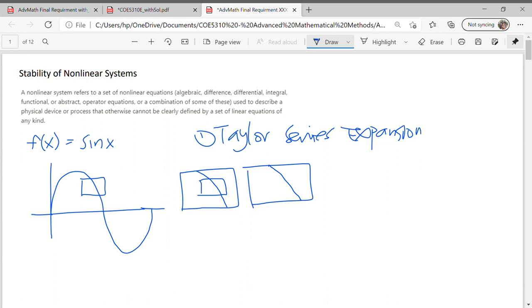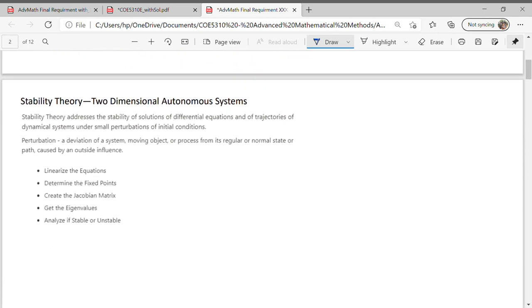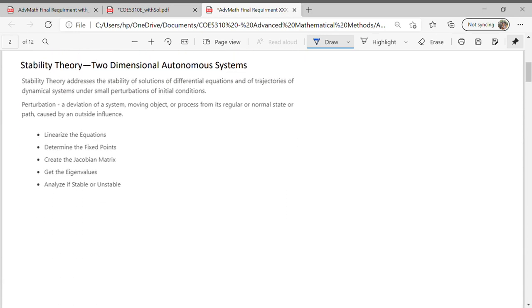Okay, so moving on to the next part, before I give you a more profound example, we discuss first the stability theory of a two-dimensional autonomous system. The example that I am going to give you is a nonlinear one, to serve as an example for the previous topic, and it will also be two-dimensional, to serve as an example for this second topic.